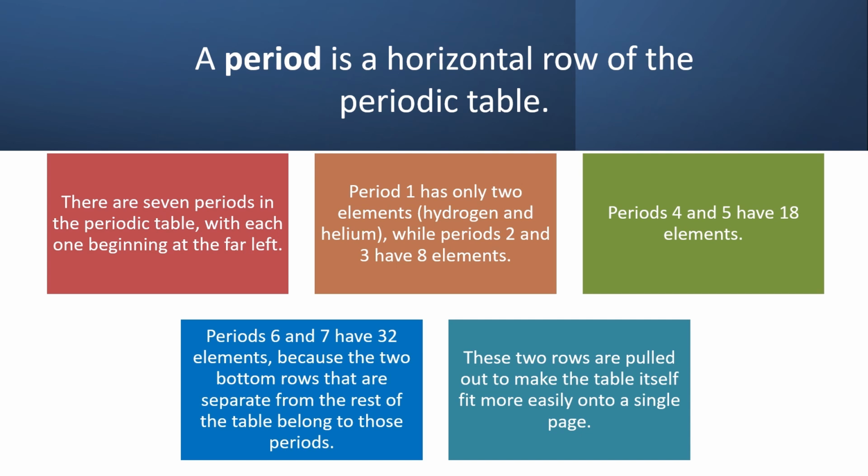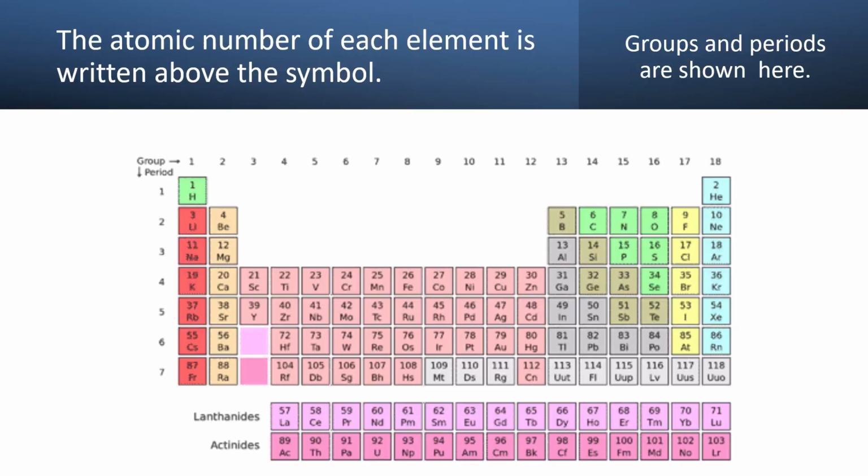Periods 6 and 7 have 32 elements because the 2 bottom rows that are separate from the rest of the table belong to those periods. These 2 rows are pulled out to make the table itself fit more easily onto a single page. The atomic number of each element is written above the symbol. Groups and periods are shown here.